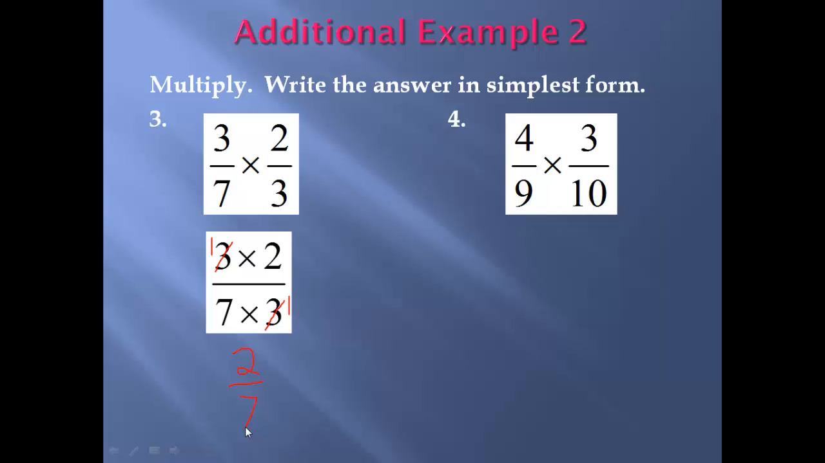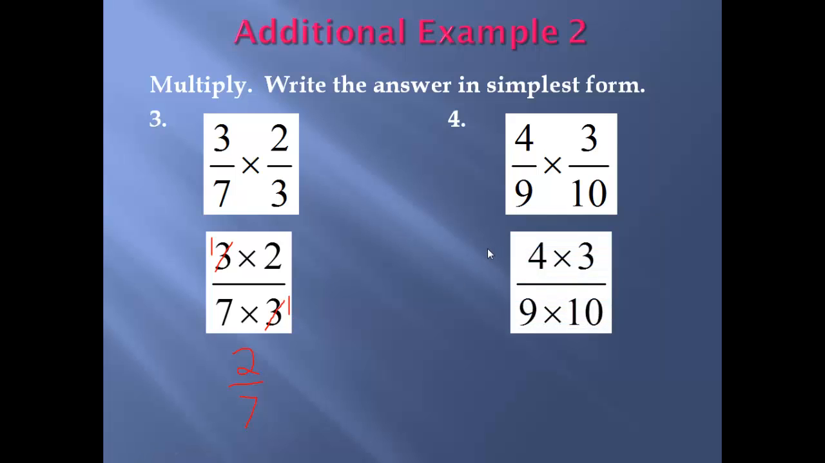For number 4, I have 4/9 times 3/10. I'm going to be multiplying 4 times 3, and then I multiply 9 times 10. Before I multiply, I'm going to see if I have any common factors. In the numerator I have a 4, and the denominator I have a 10. I can divide both of those by a common factor, and that common factor would be 2. So 4 divided by 2 is 2, and 10 divided by 2 is 5.